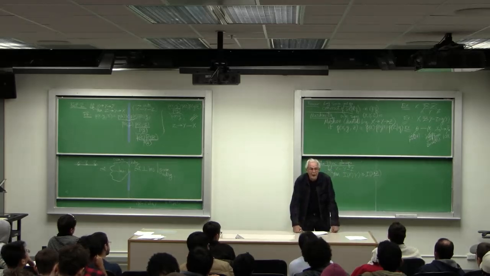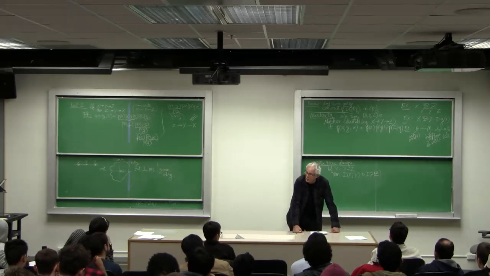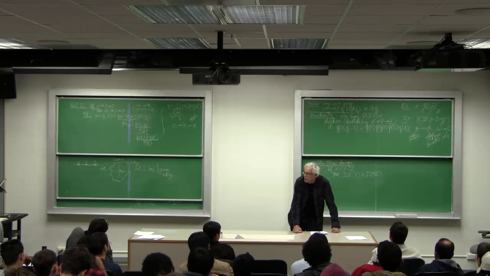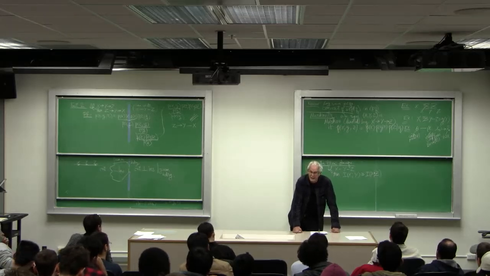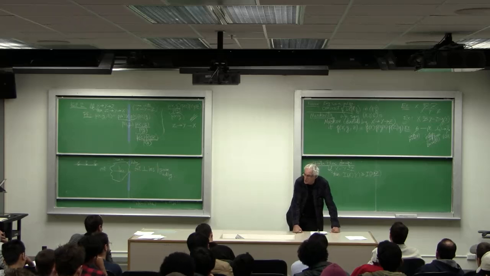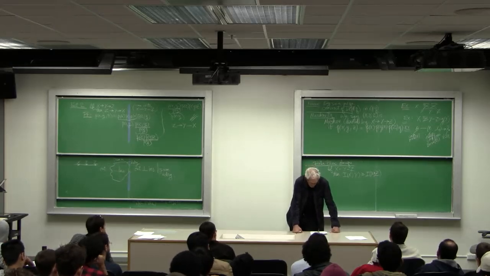You could throw away the actual outcomes of the coin flips for this Bernoulli theta process and just keep track of the number of heads. That gives you as much information about theta, the unknown.